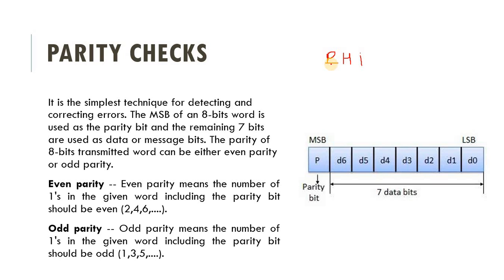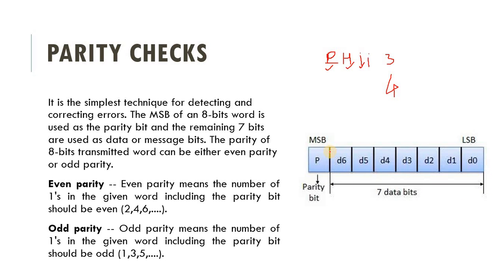Now there are two types of parity: even parity and odd parity. In even parity, the number of ones in the given word including the parity bit should be even. Here we can see two ones in the data, and including the parity bit it becomes 3. 3 is an odd number, so it is called odd parity. If there is again one 1 here, the total number of ones becomes 4, so then it is even parity.